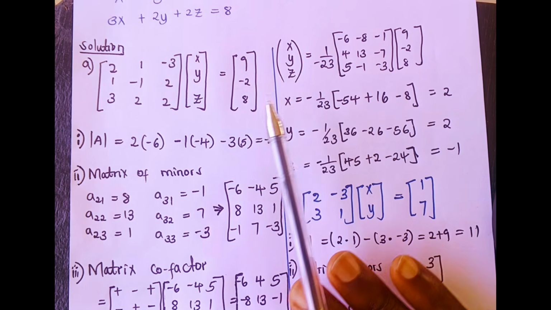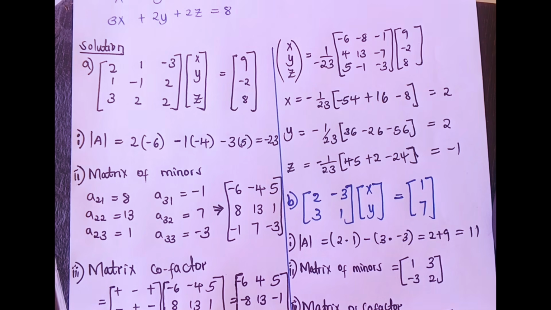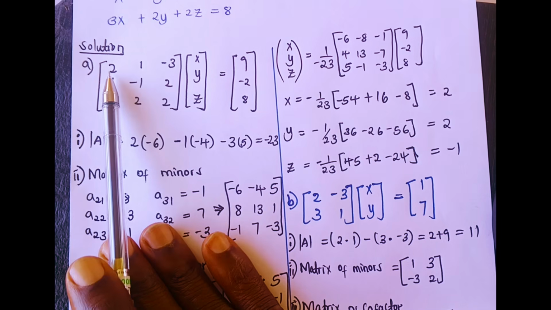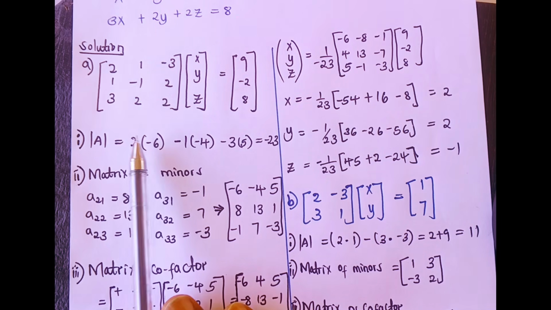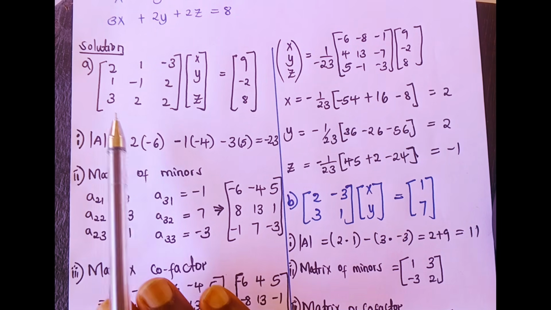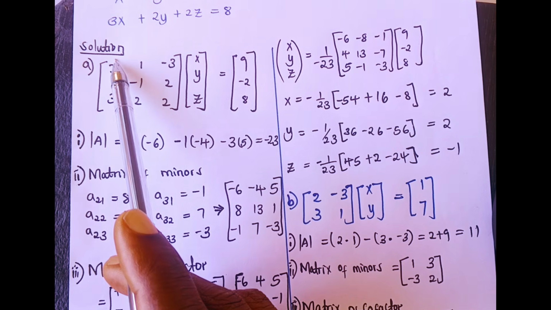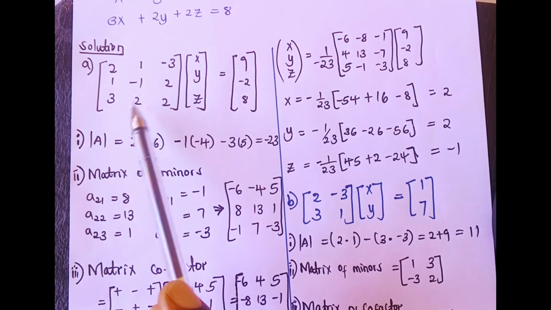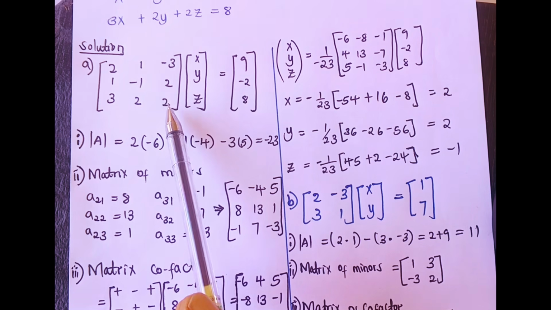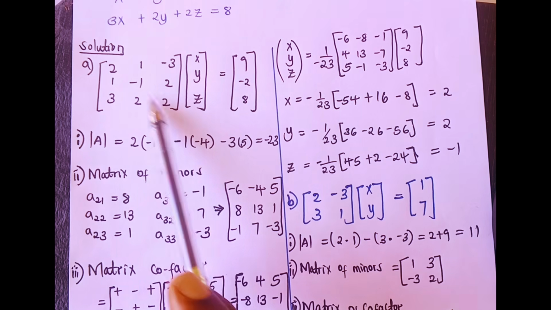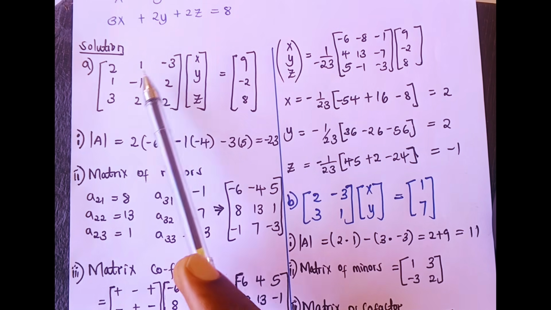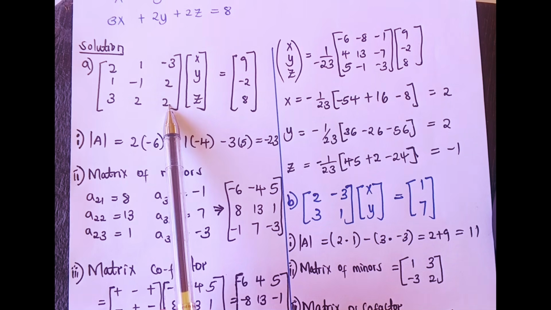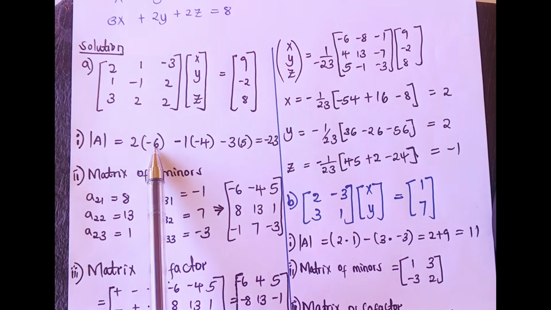So the first step is to find the determinant of this equation. To find the determinant, you take 2, then you multiply by its matrix of minor. For the matrix of minor, we ignore the row and column, so it will remain with negative 1, 2, 2, and 2. So we find the determinant here: 2 times negative 1 is negative 2, and 2 by 2 is 4. So it will be 4 minus negative 2, which is negative 6.